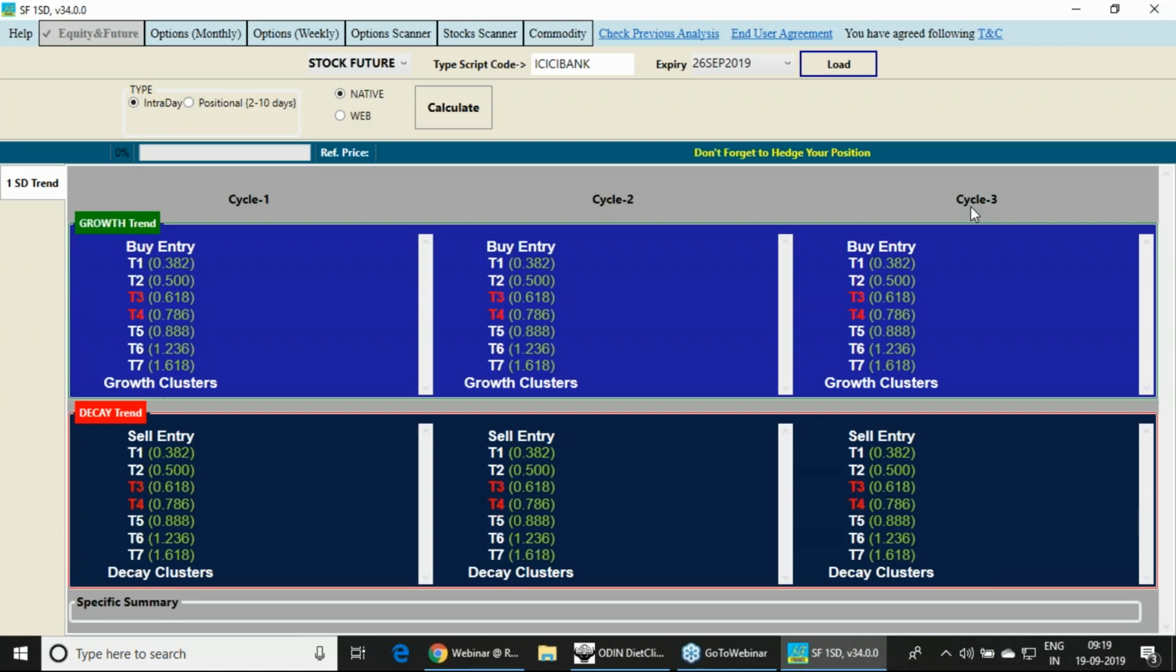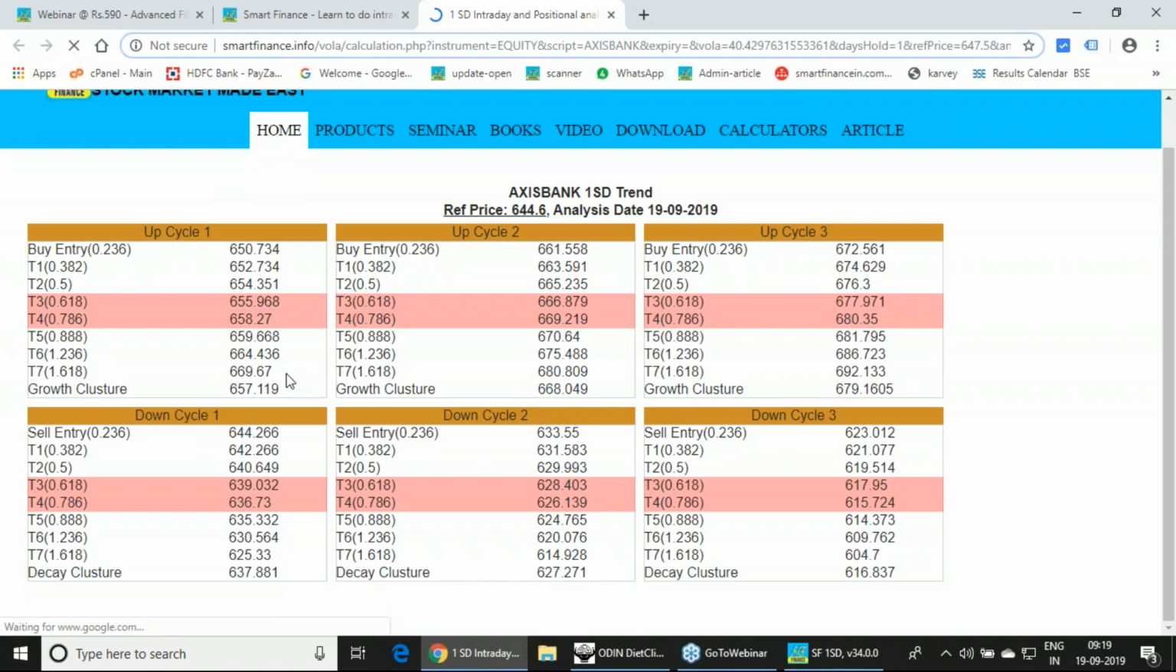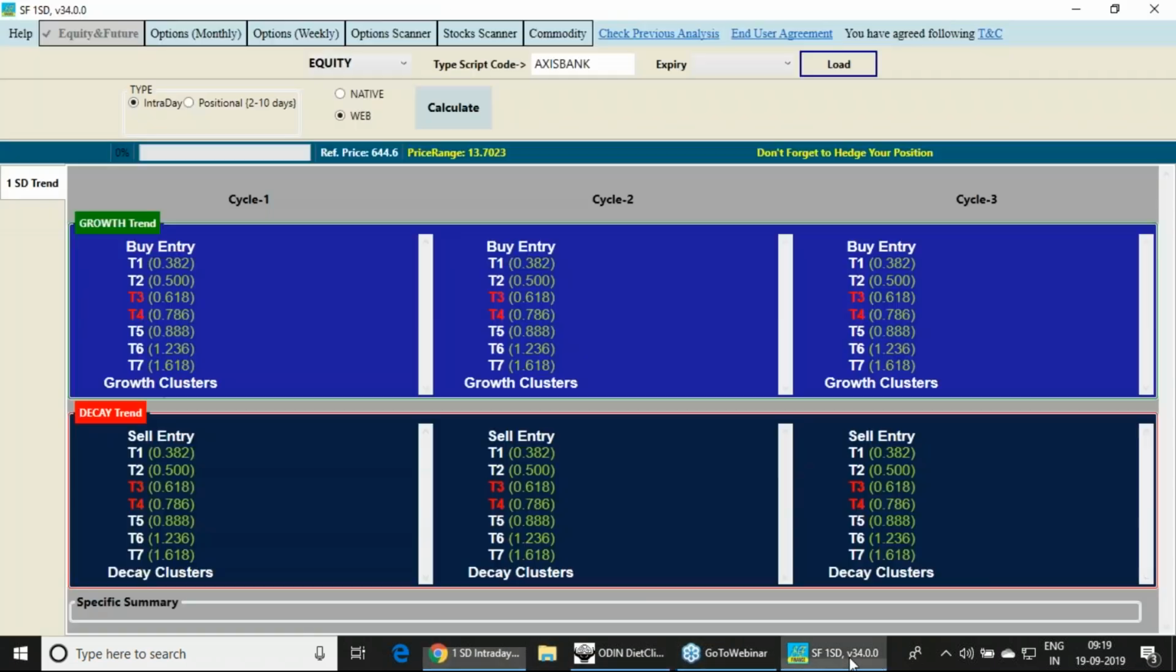Suppose I want to do ICICI and SBI. I'll select the web option, select the equity segment, and go for Axis Bank. I'll load data, and once the data is loaded, I'll go for calculate. So these calculations will open in a web browser. This web browser will have all those calculations. Whatever you have on the desktop, you will have the same thing, but in a web browser.